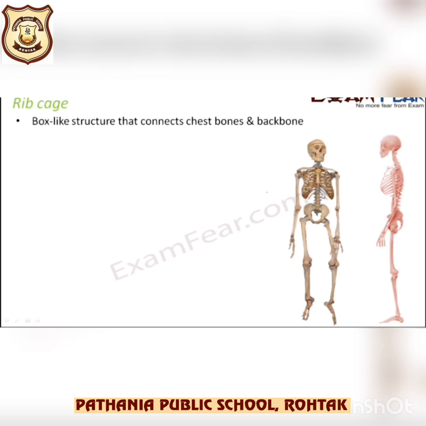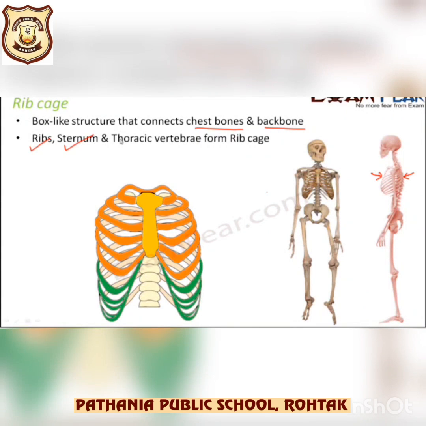So ribs are the curved bones in our chest, as you can see in this figure, right? So these are the rib cage. Ribs exist in pairs, and there are 12 pairs of ribs in the chest of our body. So ribs, sternum and thoracic vertebrae form the rib cage.